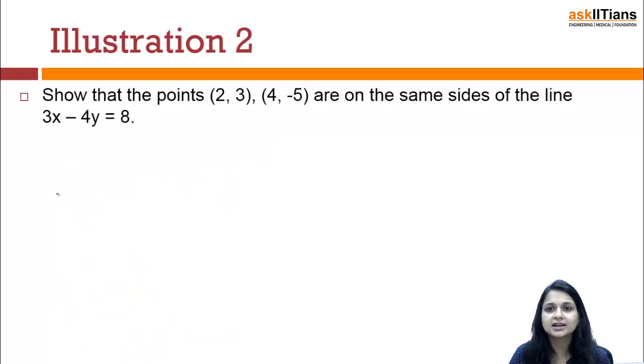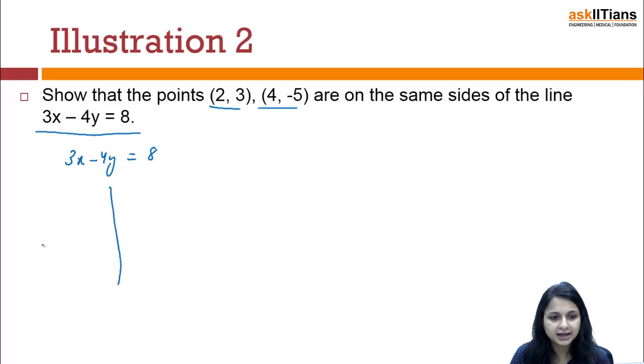Now we can also get another kind of question in which we have to show which of these points are on the same side of the line. We have to show whether they are on the same side or on opposite sides. So let us draw this line 3x minus 4y equal to 8. If I put y equal to 0, x would be 8 by 3, so it would be 8 by 3 comma 0. If I put x equal to 0, y will be minus 2. So it would be a line like this.